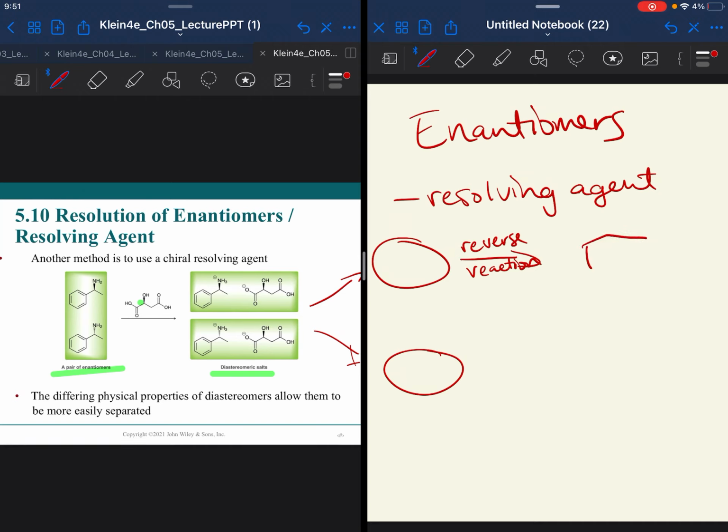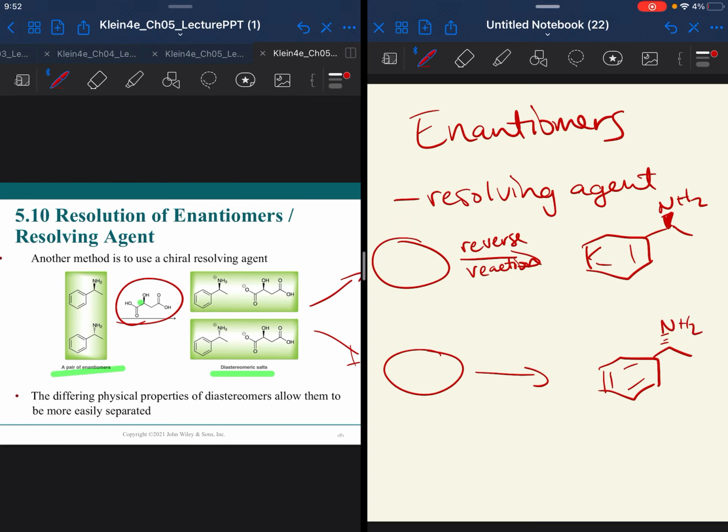So you can go ahead and make it not the salt again so that you can get, and I don't know what the reaction is that would allow you to do that, but there is one. That's why they choose this particular compound, because it's reversible. And then you can get these separate. So they can be a little challenging to separate.